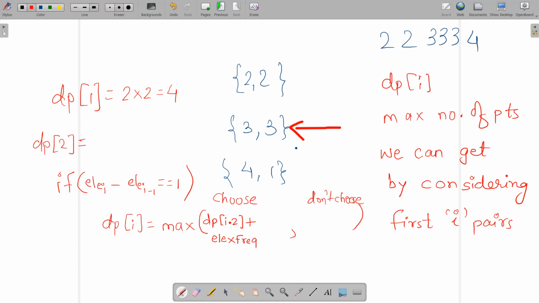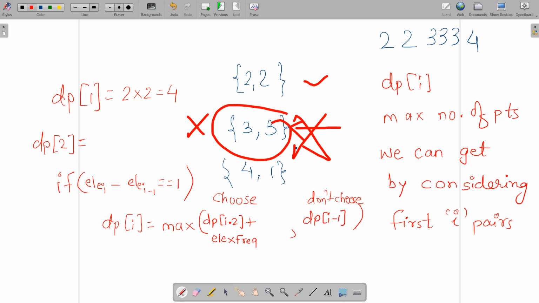And what about if we don't choose this one? If this one is not chosen, we can choose the previous one, right? That is equal to dp[i minus 1]. So this equation is totally valid when the difference between the current element and the previous element is exactly 1. Okay, what about when this condition is not valid? Then we will move to the else part.